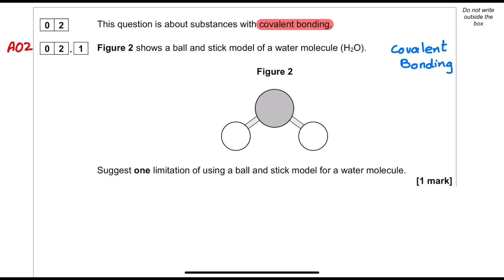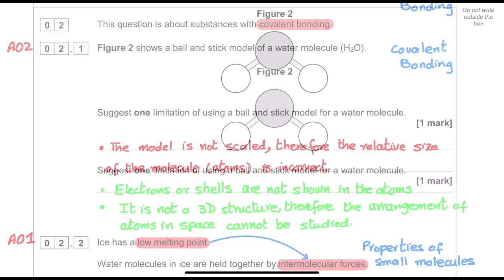The bonds are shown by the lines, which are the sticks shown here. And it is not giving the correct information about the distance between the hydrogen and oxygen. Students can use different options among these 4 to 5 different answers. Let's see the model answer.